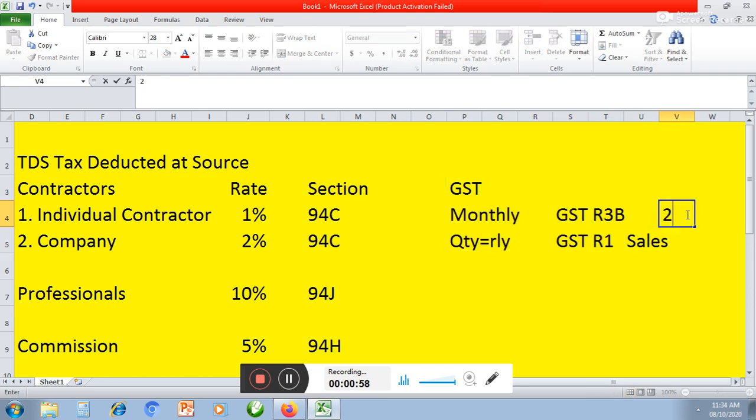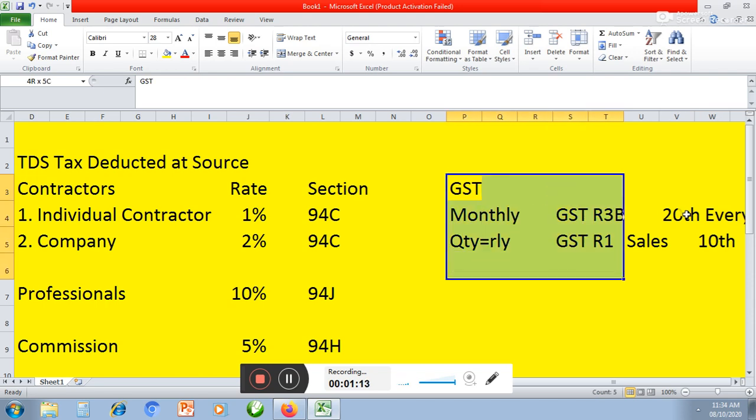Payment is on the 20th of every month, and GST R1 quarterly is before the 10th. Remember the dates of GST. So we have already done this.